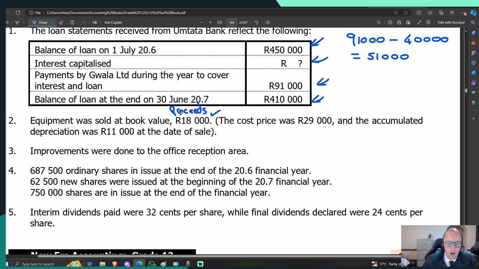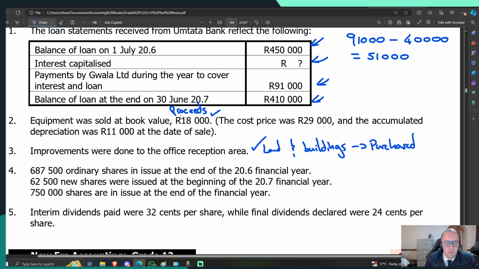Improvements were done to the office reception area. Yes, we saw the increase in the land and buildings. I'm going to write here land and buildings. That will be fixed assets purchased. I'm going to write here purchased, just so we remember.